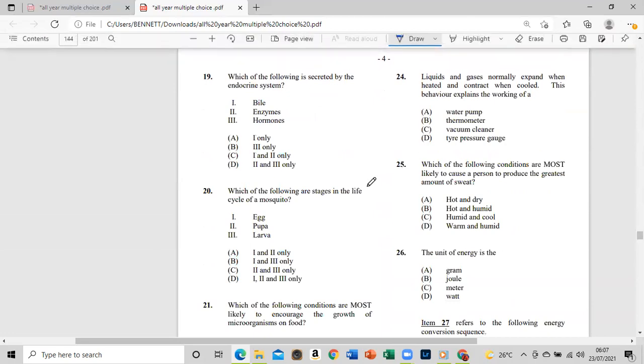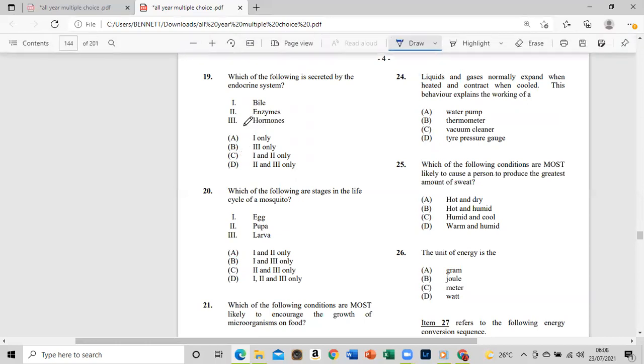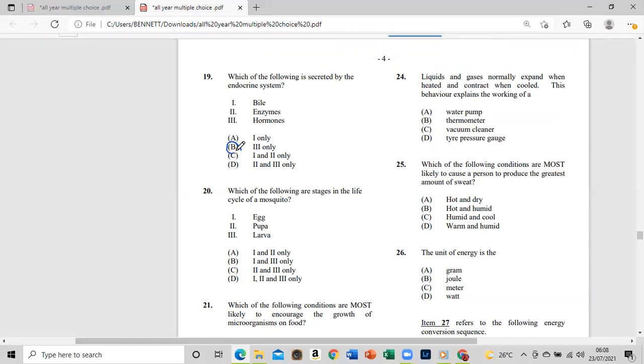Number 19, which of the following is secreted by the endocrine system? Is it the bile, the enzymes, the hormones? Maybe it's B. No, it will be 3 only. All right, so number 19, which is secreted by the endocrine system, and that is hormones.